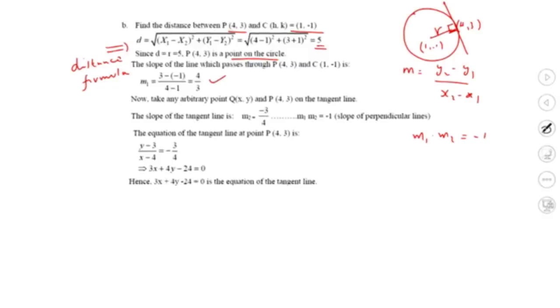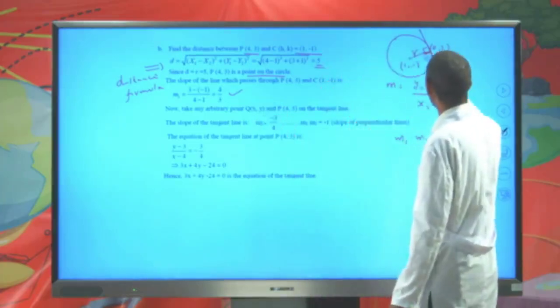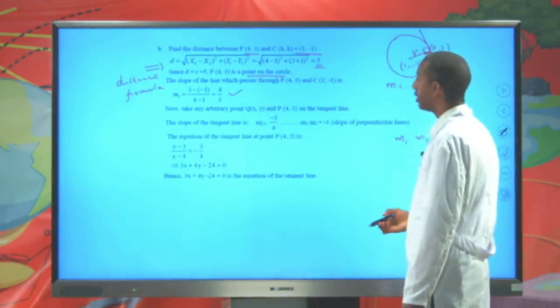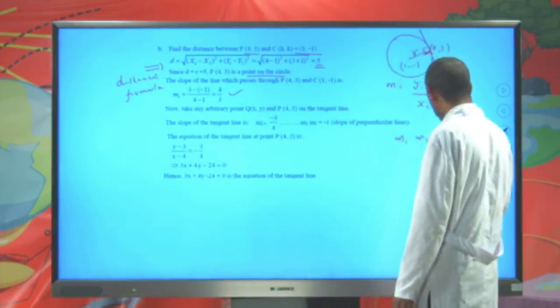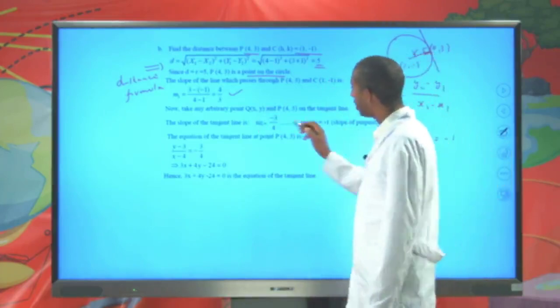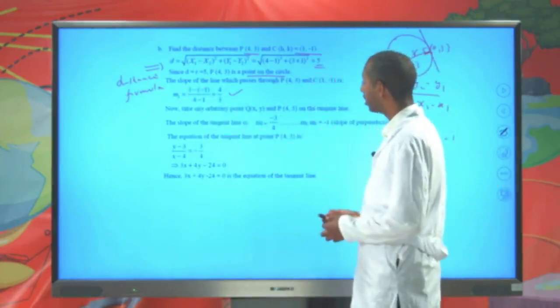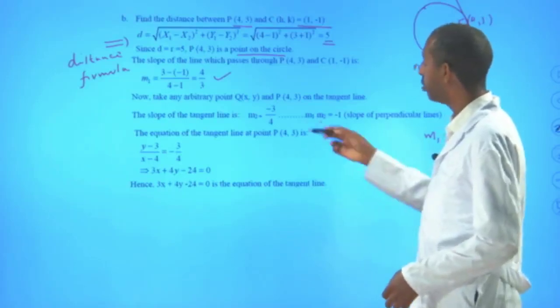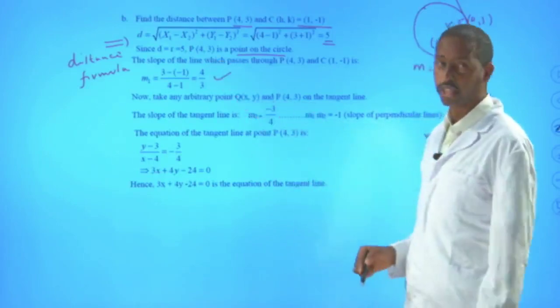We already know the gradient of the radius, the line which passes through the center, 4 over 3. Then to find the slope of the tangent line, we may use this calculation. Simply, once you know the gradient of one of the lines, to find the gradient of the other line, just find the reciprocal of this number, then multiply it by -1.